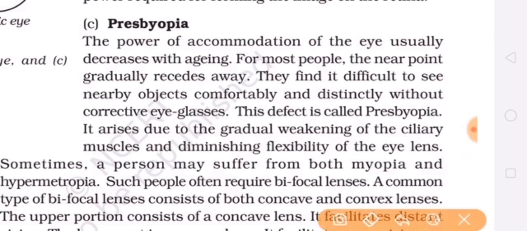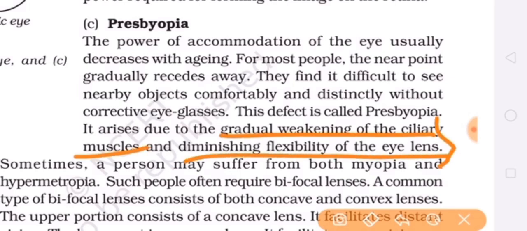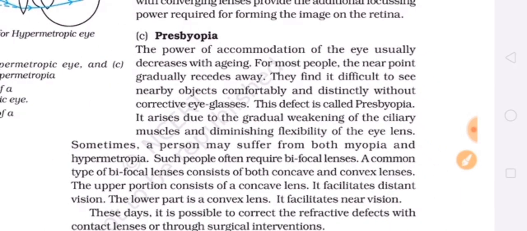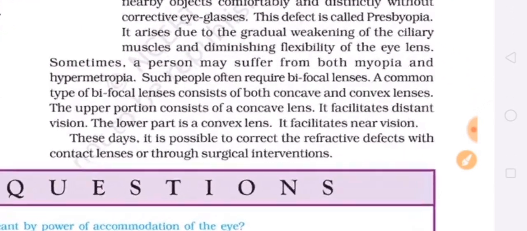And why is this caused? This is caused due to the gradual weakening of the ciliary muscles and diminishing flexibility of the eye lens. It means there are the reasons, because this defect is due to old age, and in old age the person's ciliary muscles become weak and the eye lens becomes less flexible. It means it will not be able to adjust its focal length comfortably. So this defect will occur.